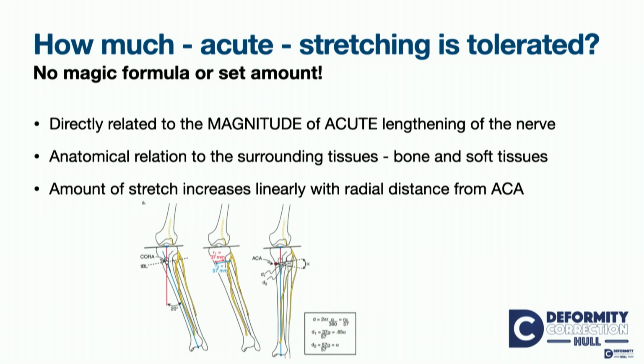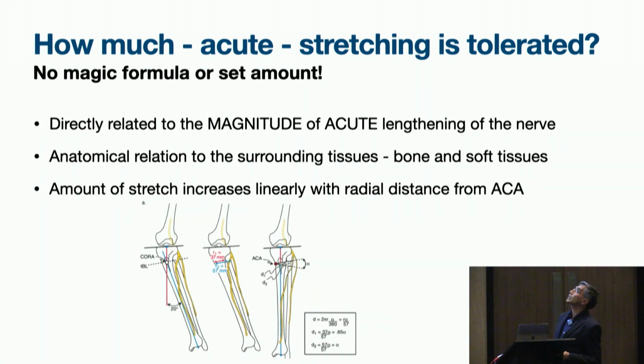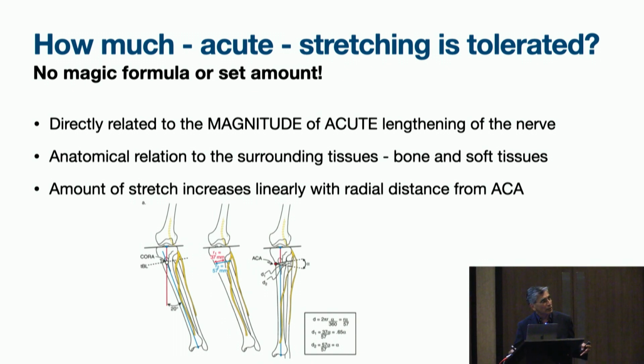So this is the question often asked: how much correction is tolerated? How much stretching of the nerve or vessels is tolerated? There's not a single number. If you're doing it gradually, you can do 1 millimeter per day, and the nerve will respond right up to 20-30% of the limb length, so it's not a problem. But it is very difficult to predict how much an acute stretching would cause trouble.